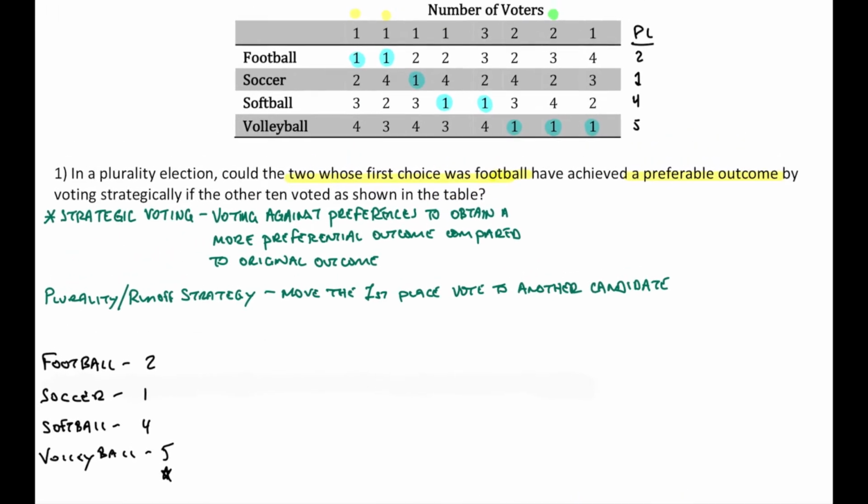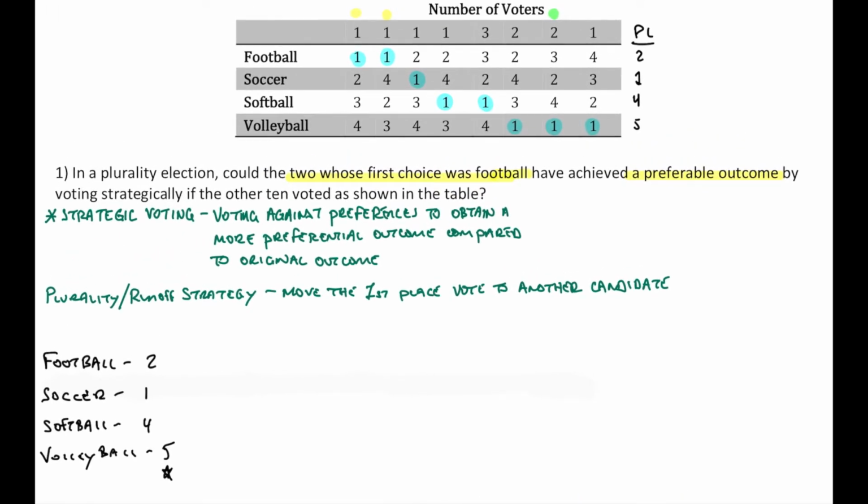Here's where our strategic voting comes in. If we look at the 2 voters whose first choice was football, so these first 2 columns, they want football, and volleyball is their 4th choice or their 3rd choice between the 2 columns. They really don't like volleyball. So the idea is, can they do anything to get a better outcome for them? Now, what does it mean to have a better outcome? For the first column, better than 4th place is 3rd place or 2nd place. For the second column, better than 3rd place would be 2nd place or 1st place.